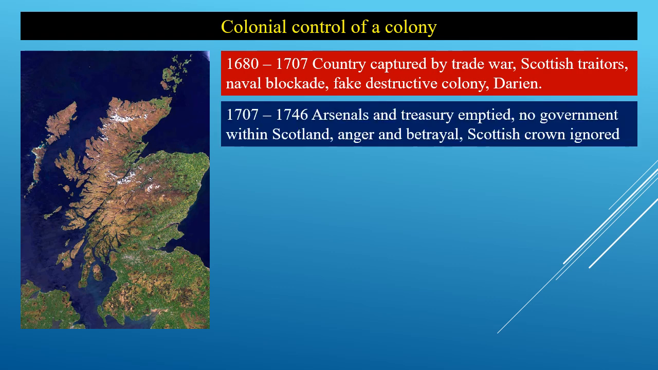Between the treaty and 1746, all wealth was taken from Scotland, arsenals were emptied, our 2 royal palaces were allowed to decline. There was no central government, there was no countrywide administration. This meant financial chaos in the boroughs, trade was damaged, and hunger and poverty continued. There was also high levels of anger.